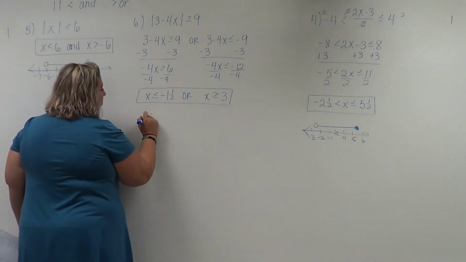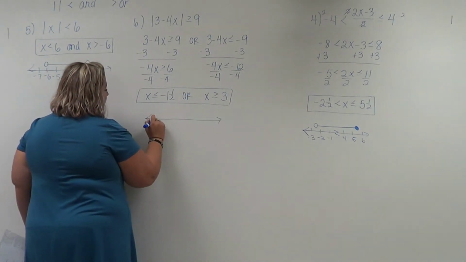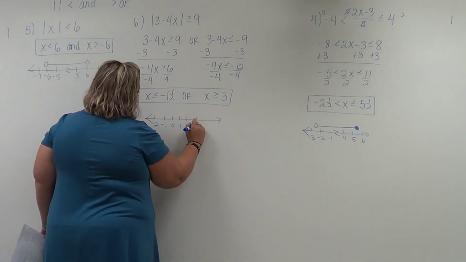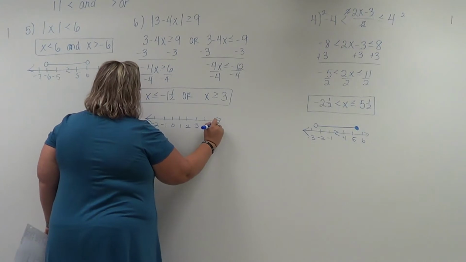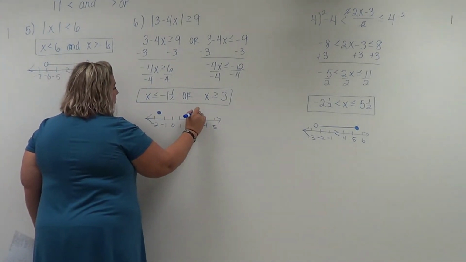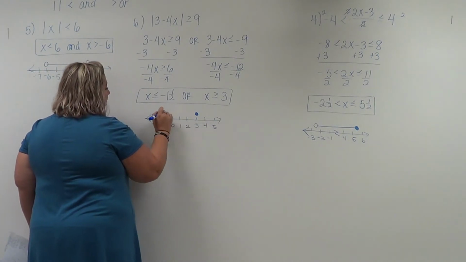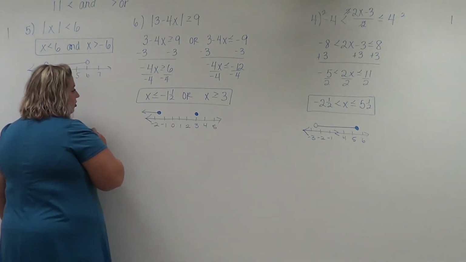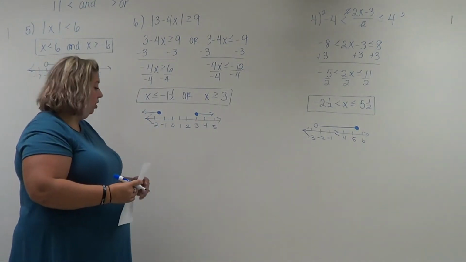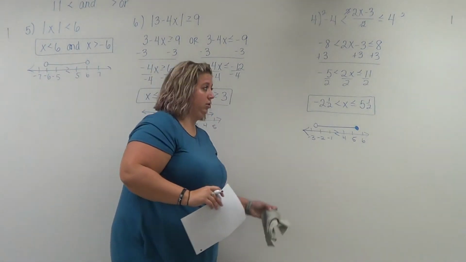Okay, on or problems, when you graph them, I have a closed circle at negative 1.5, closed circle at 3. Less than or equal to negative 1.5 goes to the left, greater than or equal to 3 goes to the right. So the arrows go away from each other on ors.